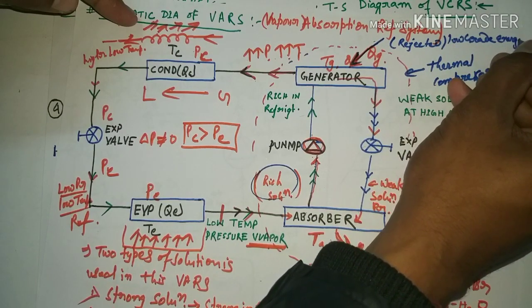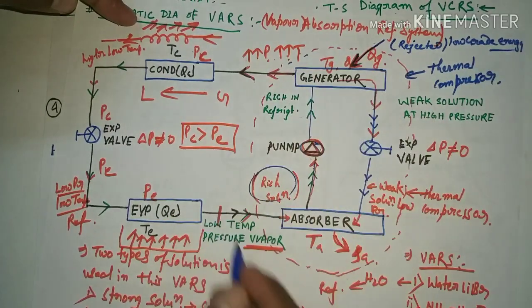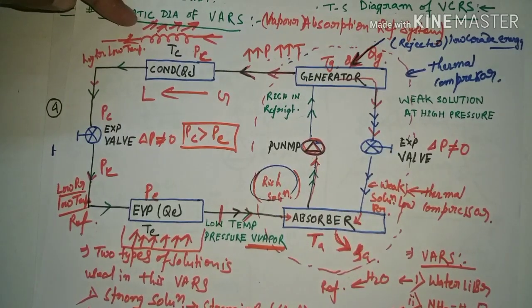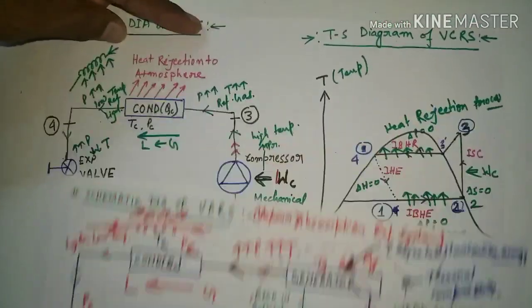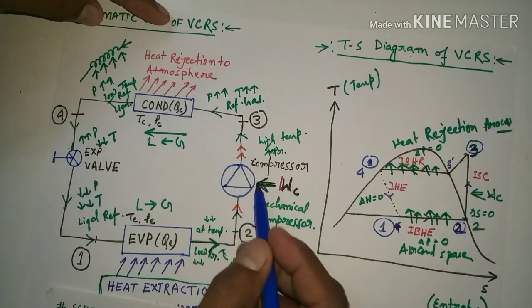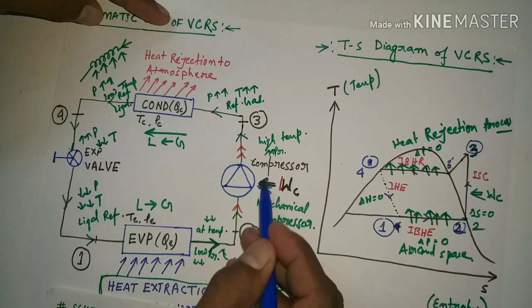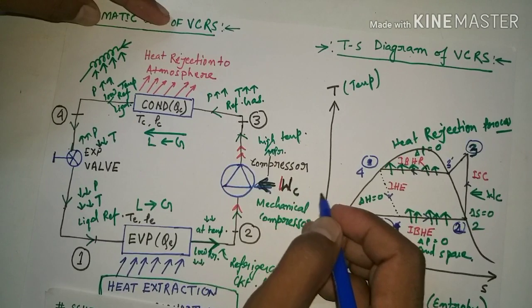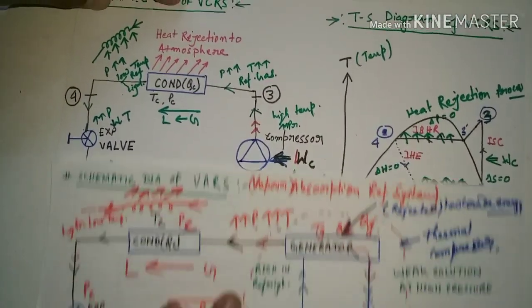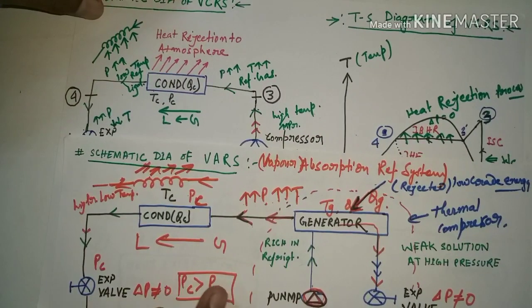This low grade energy is used to drive the compression process. That's why this is called the thermal compressor process. And in mechanical VCRS, we use mechanical compression. That means directly a high amount of energy, high grade energy, is used to drive this compression process. So friends, this was the main difference between the VCRS and VARS.